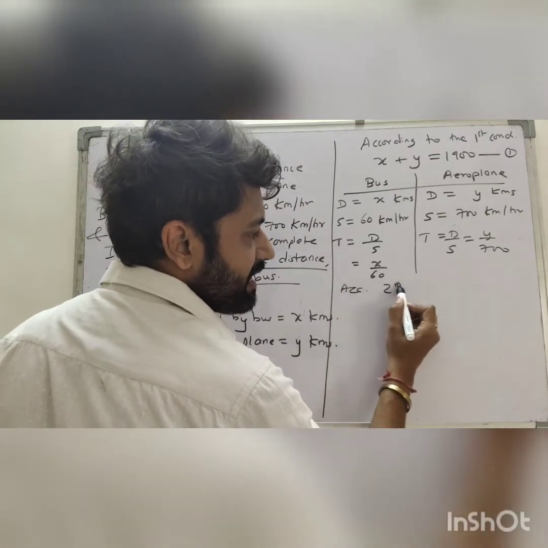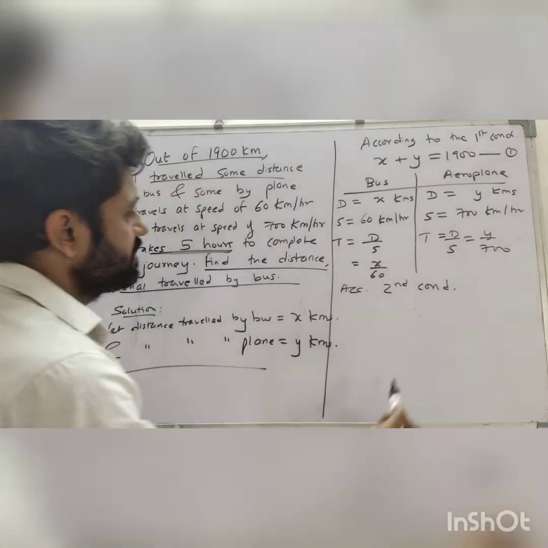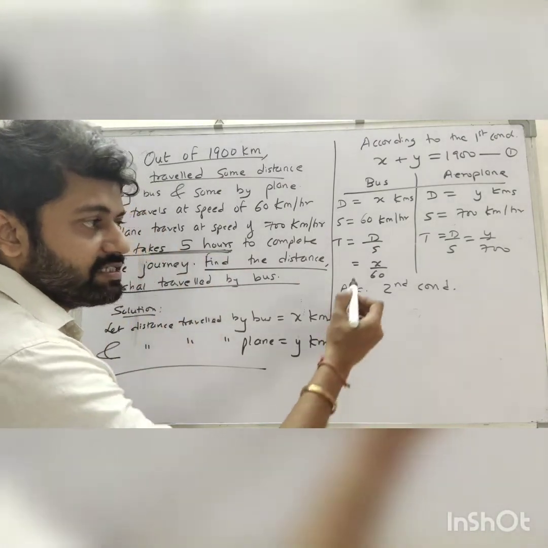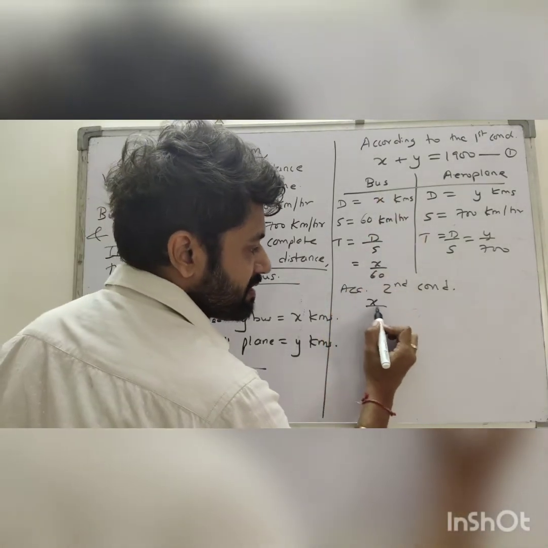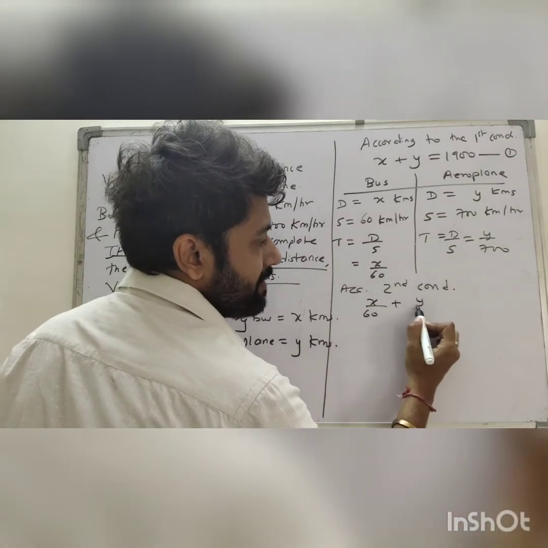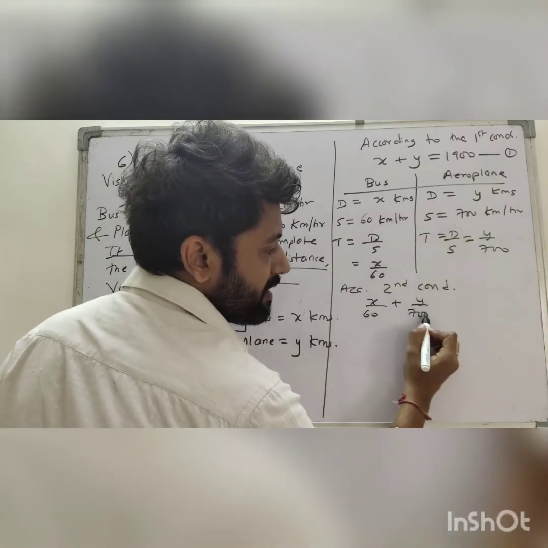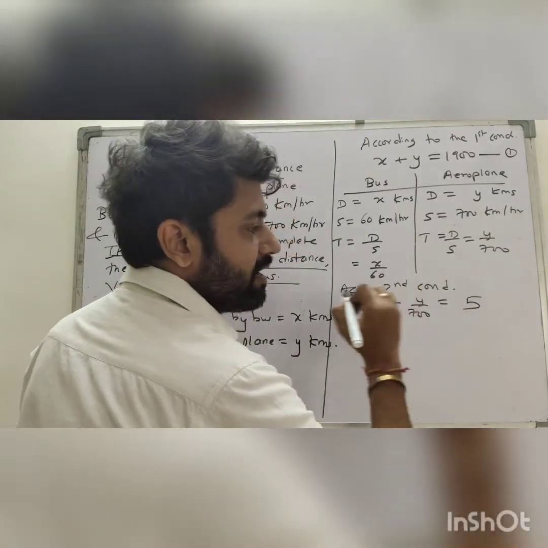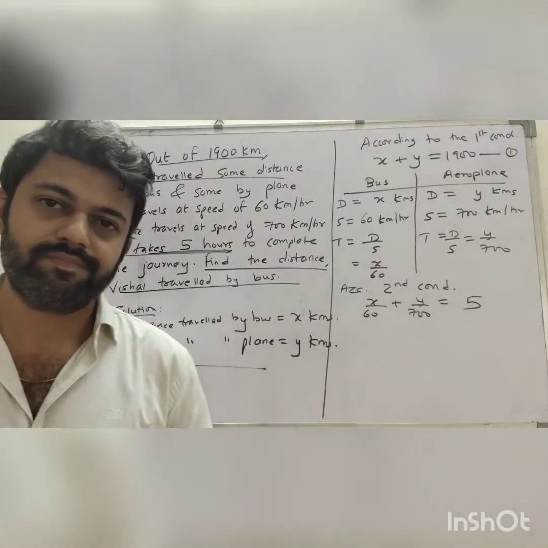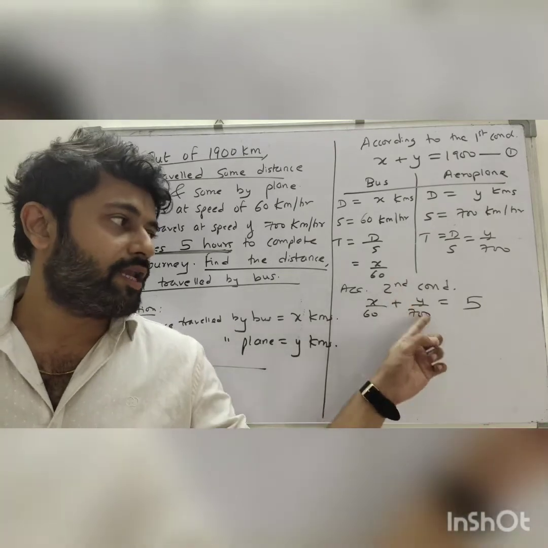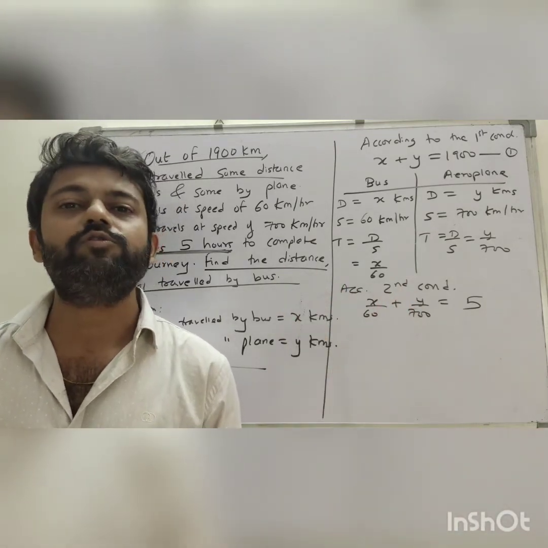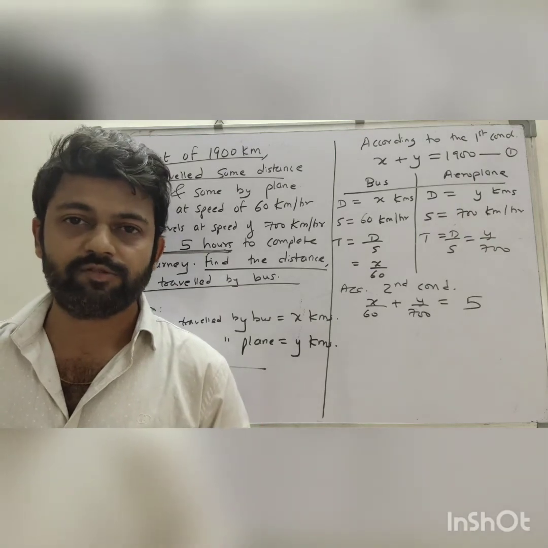According to the second condition, the total time taken by him is 5 hours. The time taken by bus and the time taken in airplane is equal to 5 hours. I cannot leave it like this. I have to bring it into the form of ax plus by is equal to c.